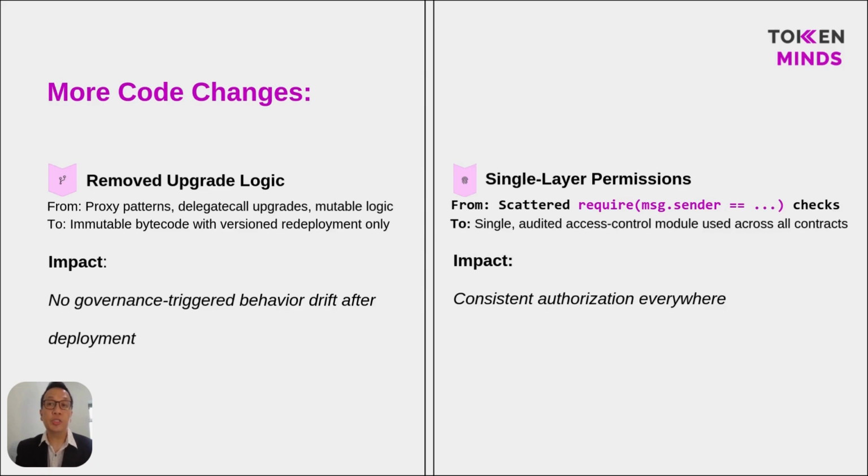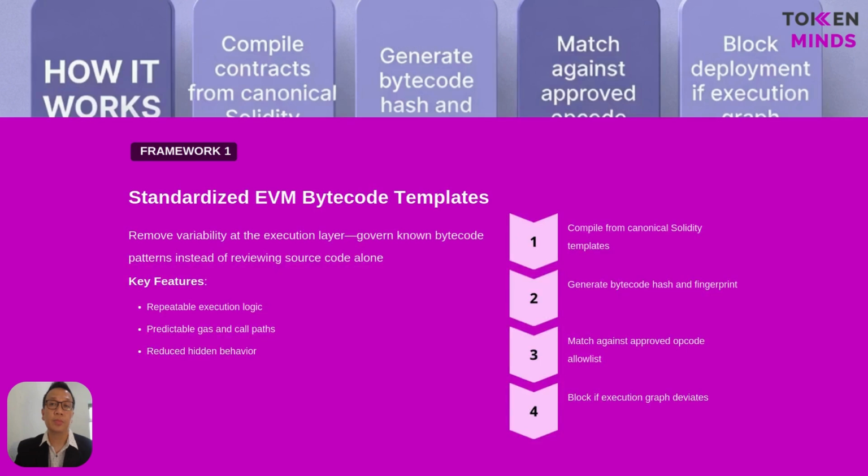So this slide continues the shift in how code is structured under standardization. Once upgradability and permissions are centralized, the next change is simplifying execution itself. Business logic is reduced to a small set of approved patterns, external calls are minimized, and dynamic behavior is removed. As a result, contracts stop behaving like flexible applications and start behaving like controlled financial instruments, where execution paths are predictable and security assumptions remain stable over time.